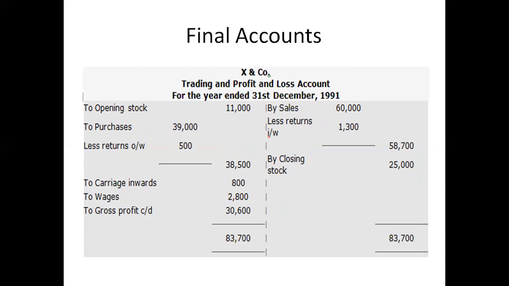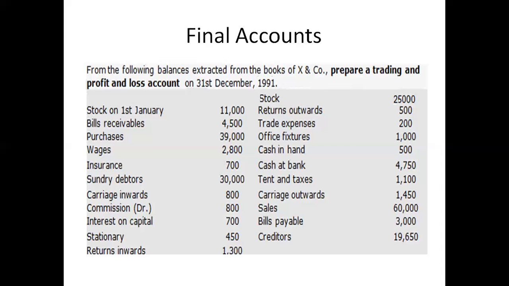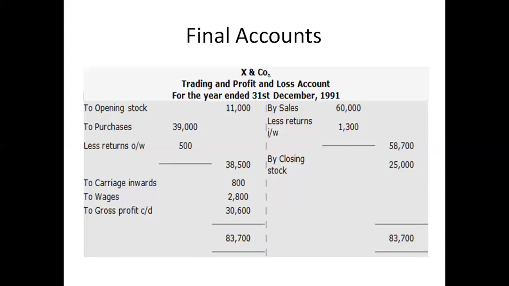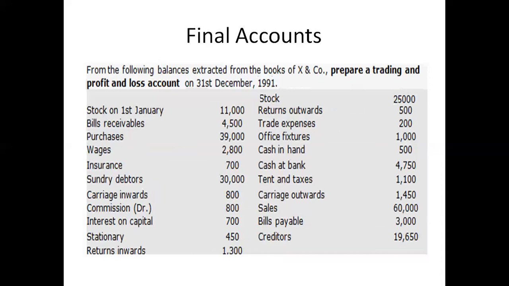Then we have carriage inwards as 800. That is, this figure is 800, carriage inwards just below 30,000, sundry debtors. Now to wages is 2,800. Wages just below the purchases figure, we have the figure of 2,800.